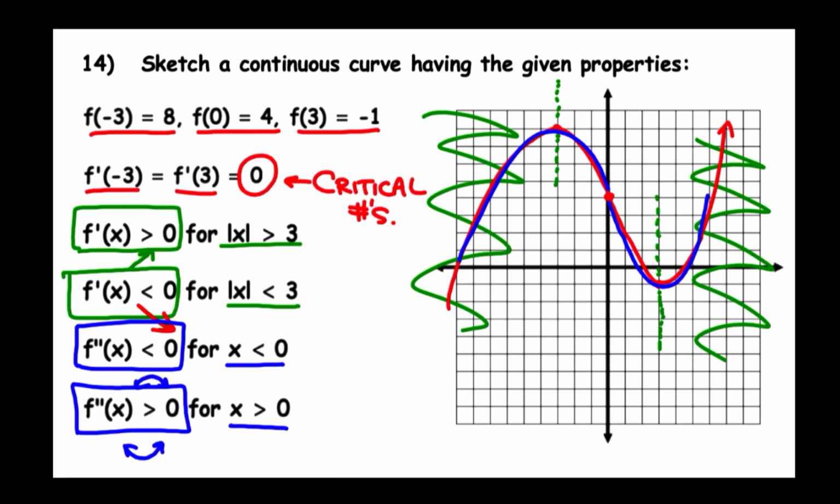The only things that I have to have are I have to go through these 3 points, of course. This has to be your max, your local max. This has to be a local min. The 0, 4 is a point of inflection. And you're good to go.